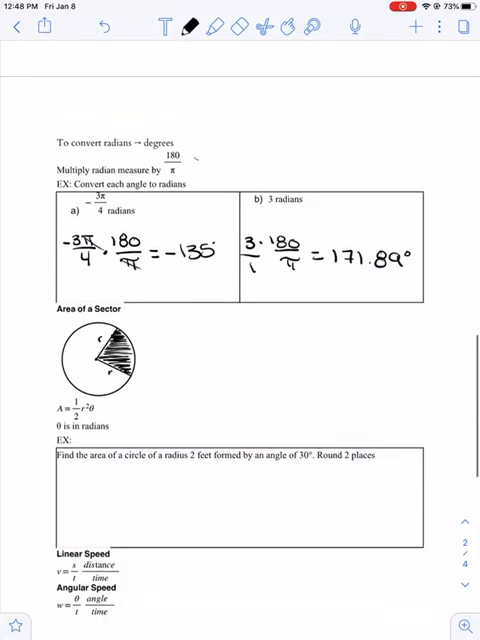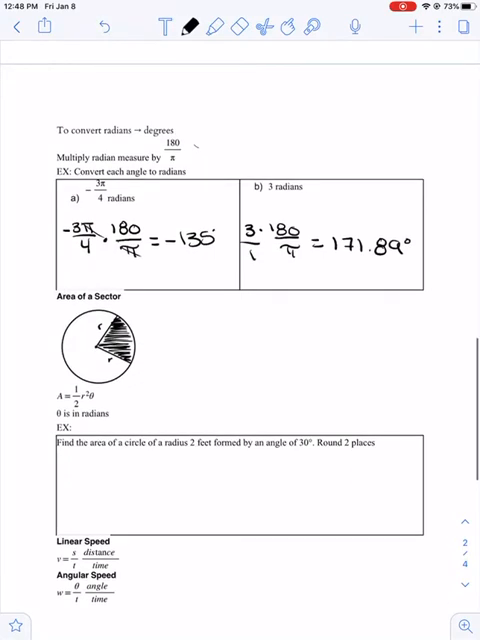Okay, next is the area of a sector. I know this chapter is just a lot of formulas, so we gotta just keep going through and plugging in. So find the area of a circle. The radius is 2, so r equals 2, formed by an angle of 30 degrees. So theta equals 30 degrees.